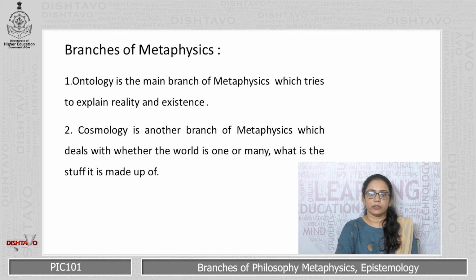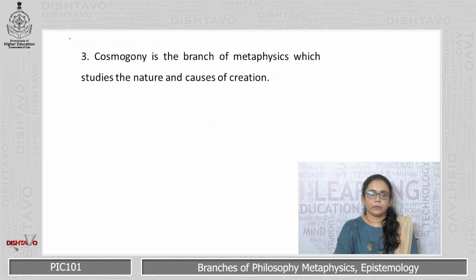Coming to the second branch of metaphysics, cosmology. Now, cosmology is another branch of metaphysics which deals with whether the world is one or many. That means whether there are more worlds in the cosmos. What is the stuff that the earth is made up of? And the last branch of metaphysics is called cosmogony, which talks about the nature and causes of creation. What is creation? Whether there is God who has created the world, or whether there is evolution.